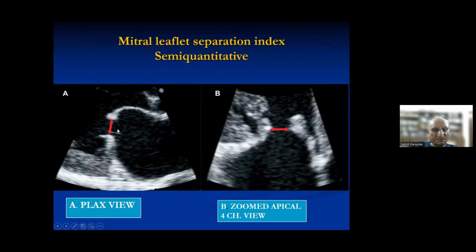How much do they open? It is well known that the more severe the stenosis, the less they will open. Nothing new. It is just a simple sort of IQ. The more disease, the less they open. So below 8 millimeters, it is usually severe, and more than 12 millimeters is not severe, maybe mild or moderate.